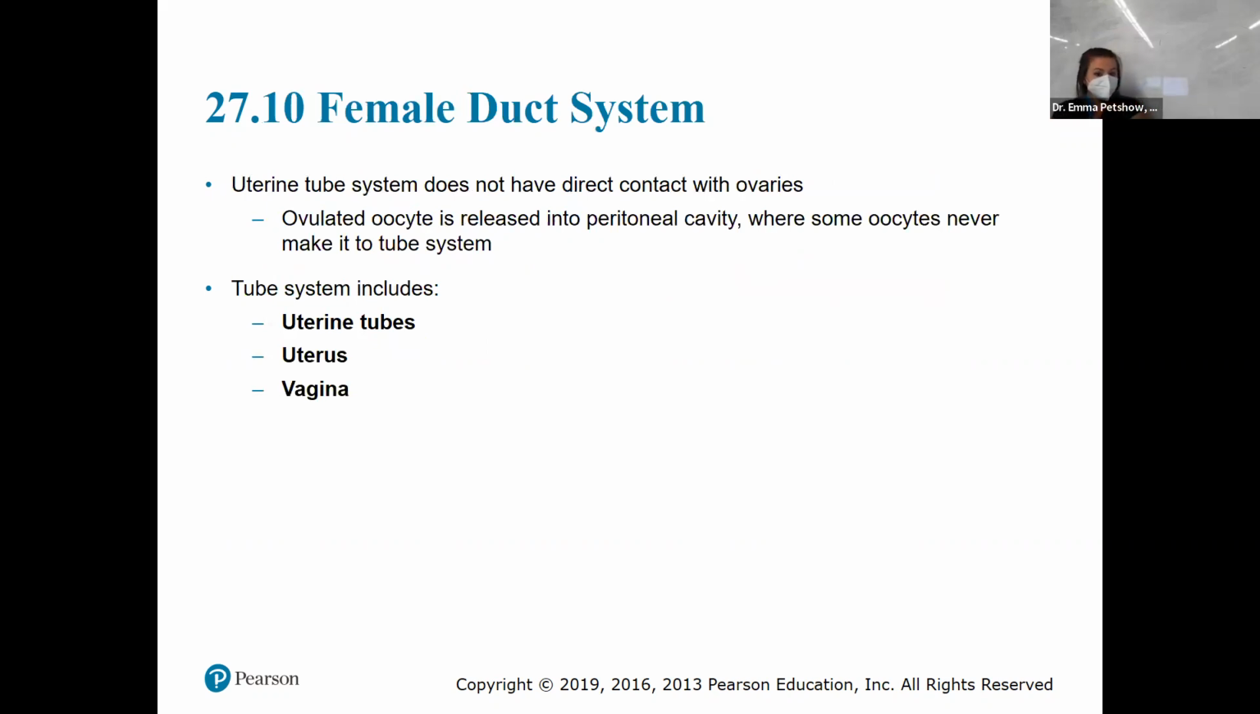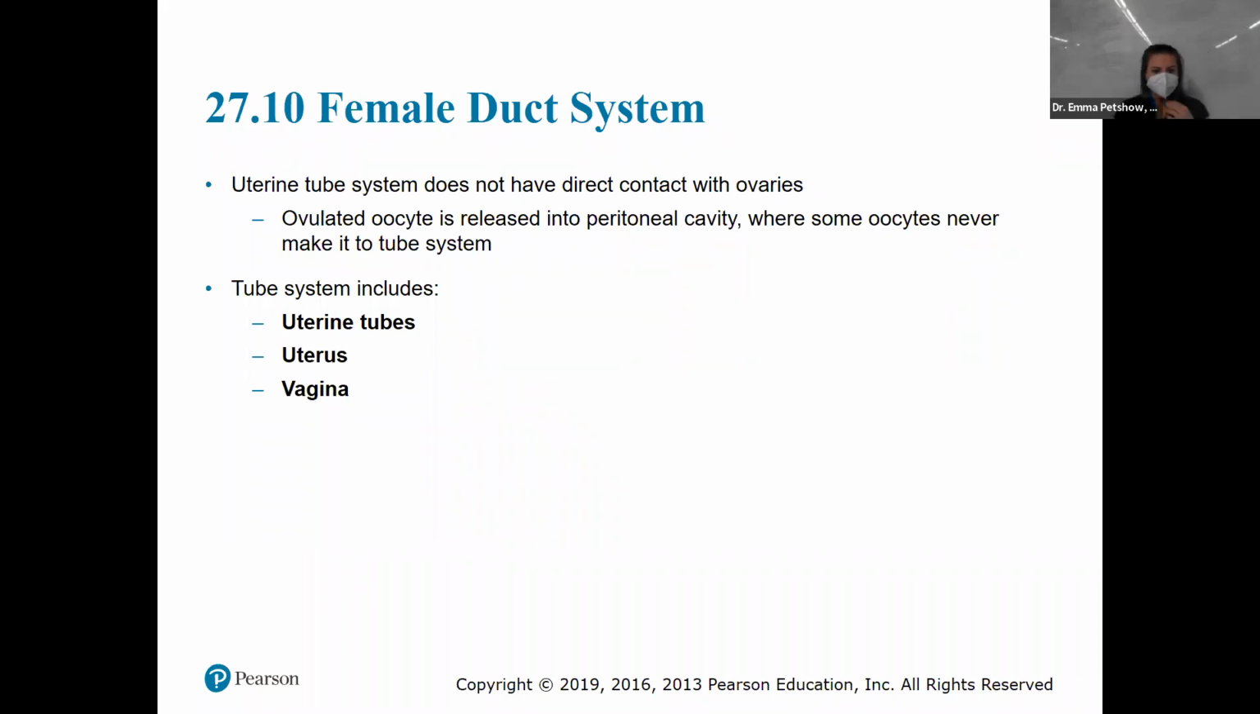Like I mentioned, the uterine tube system does not have direct contact with the ovaries. So an ovulated oocyte is released into just the peritoneal cavity, and some oocytes never make it into the system. Most of the time when that happens, if there's no sperm around, they're not fertilized, they just get degraded by the body's immune cells. But if there was sperm, they did get fertilized, and they got fertilized outside of that ductal system. That's how you can implant an ectopic pregnancy in that peritoneal space.